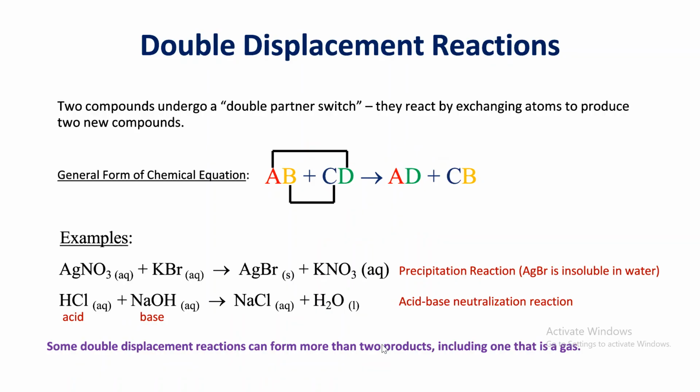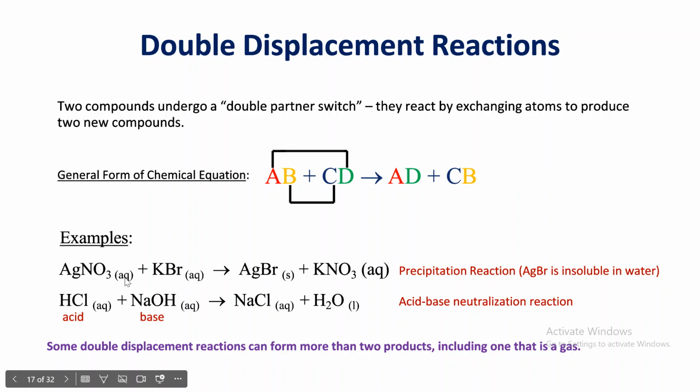A double replacement reaction is when both partners switch. For example, AgNO3 and KBr: the Ag is going to pair up with the Br, the K will pair up with the NO3, giving you a double replacement reaction because both reactants are switching partners, giving you two new products.